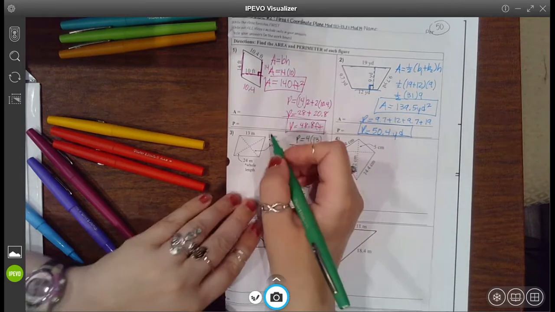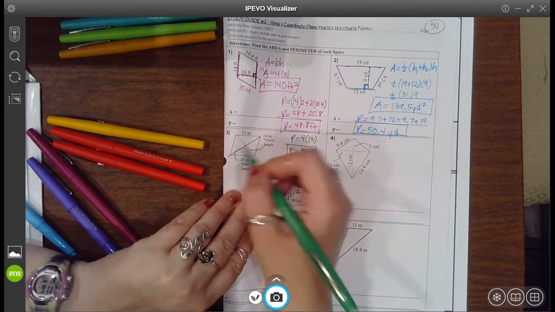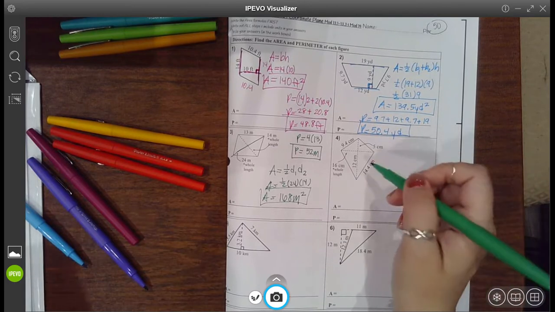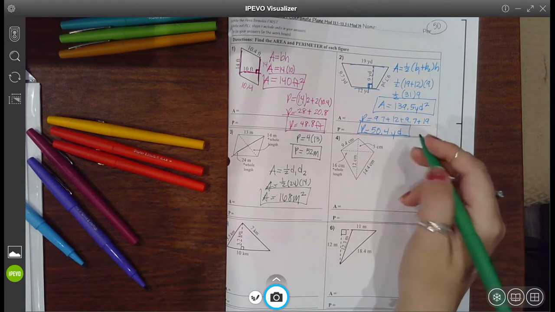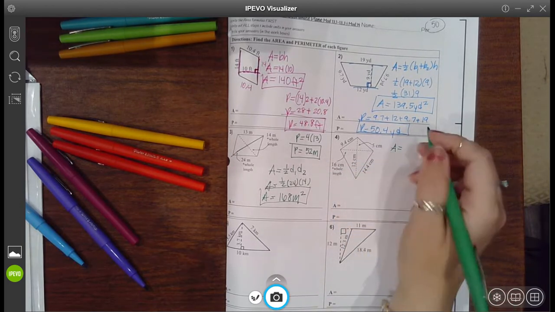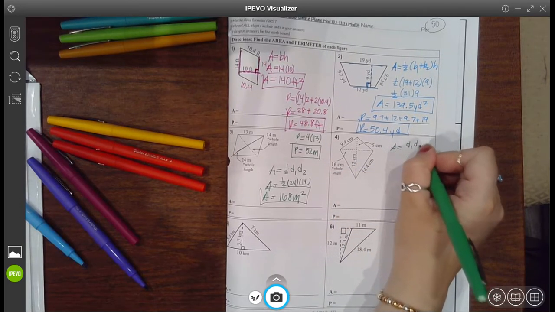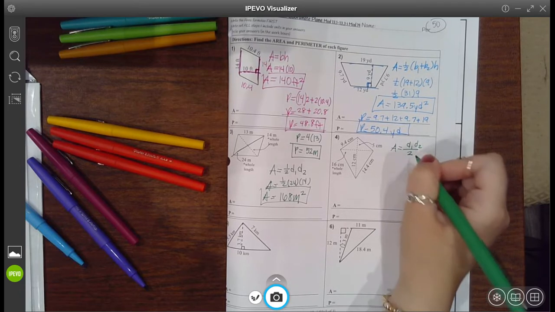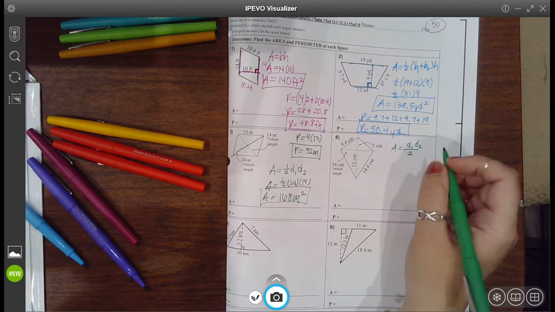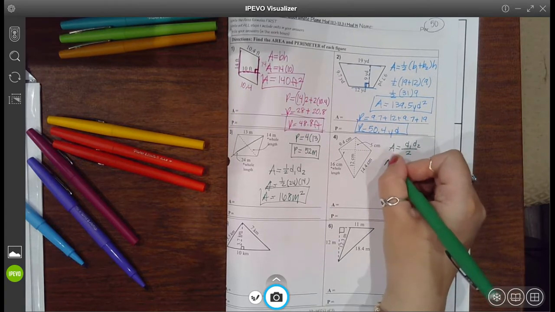Remember, the diagonals are the lengths that go from one corner to the other corner, which is the same thing that you're going to use when you have a kite. So a kite area is the same thing, 1/2 diagonal 1 times diagonal 2, or you also could have done diagonal 1 times diagonal 2 divided by 2. Multiplying by 1/2 is the same thing as dividing by 2. So let's try this formula this time.